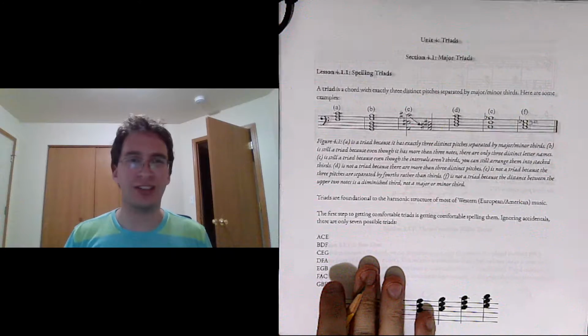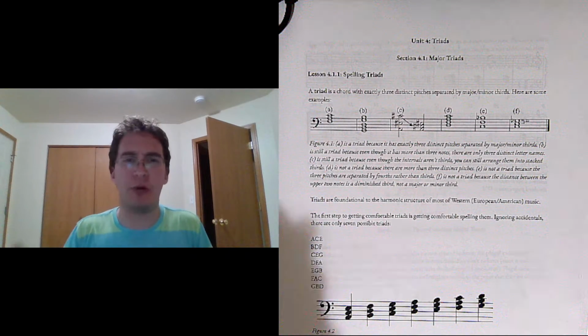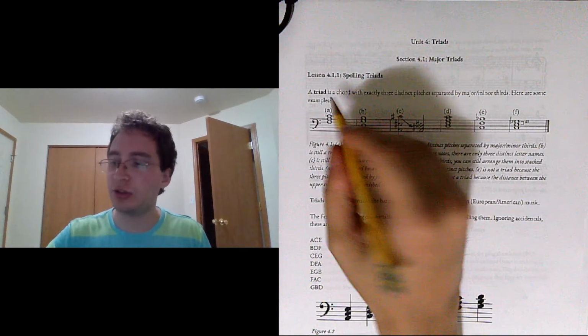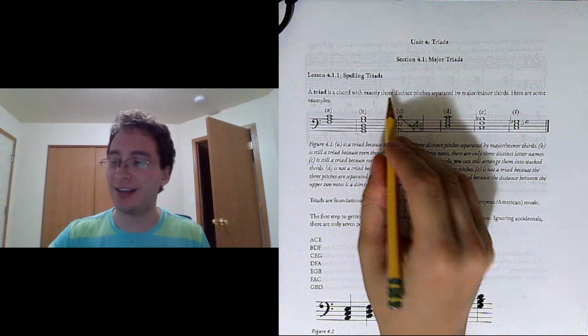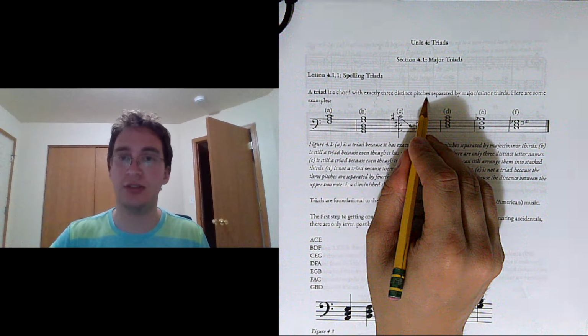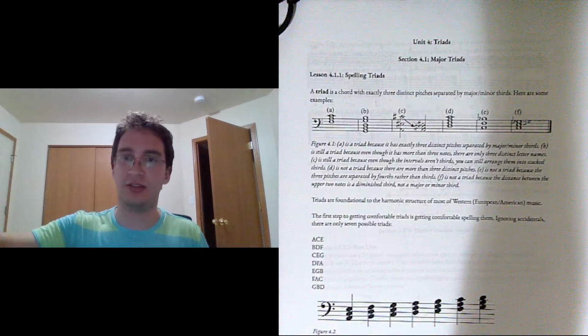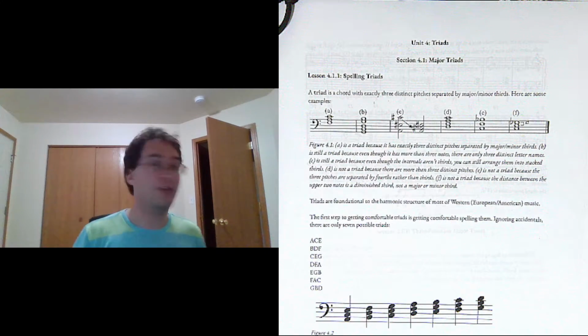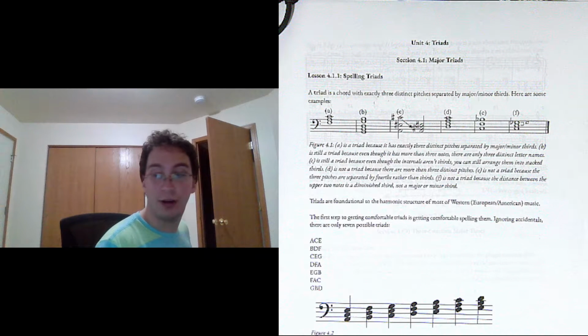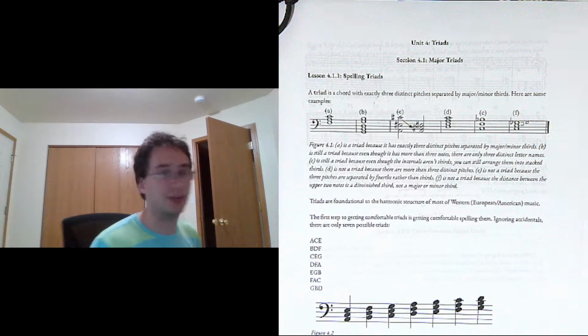So, in order to spell a triad, first we kind of need to know what a triad is. A triad is a chord with exactly three distinct pitches, separated by major or minor thirds. Here are some examples. And I have made an exciting change where the keyboard is now right here, so I don't need to move.